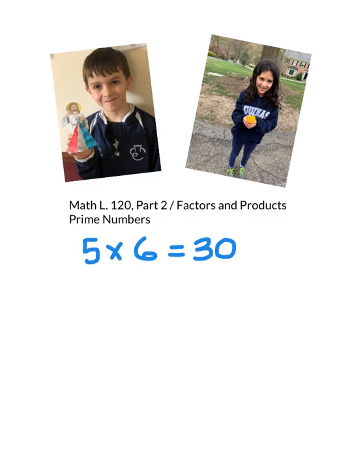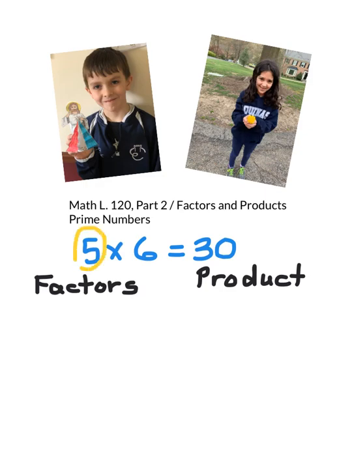The answer to a multiplication problem is called the product. The product. And the two numbers that we multiply to get the product are called the factors. The factors. And remember how we talked about factories made products? So when you multiply the factor times the factor, you get the product. Just like factories make products. So if I said, what is the product of this problem? You would say 30. What are the factors in this problem? You would say 6 and 5.